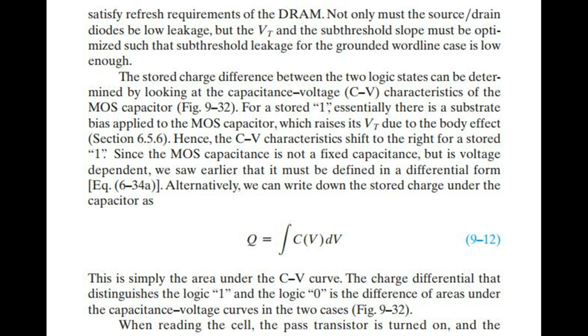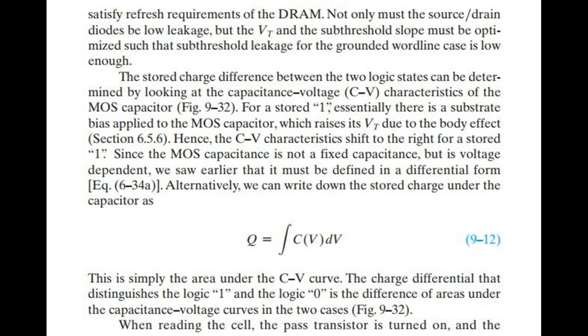The stored charge difference between the two logic states can be determined by looking at the capacitance voltage, CV, characteristics of the metal oxide semiconductor capacitor, Fig 9.32. For a stored one, essentially there is a substrate bias applied to the metal oxide semiconductor capacitor, which raises its threshold voltage due to the body effect, section 6.5.6. Hence, the capacitance voltage characteristics shift to the right for a stored one.